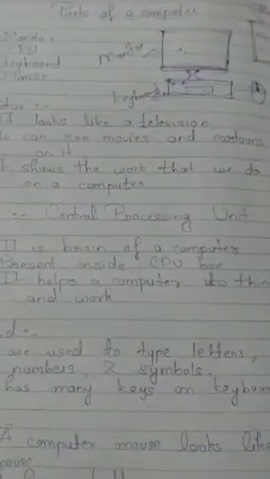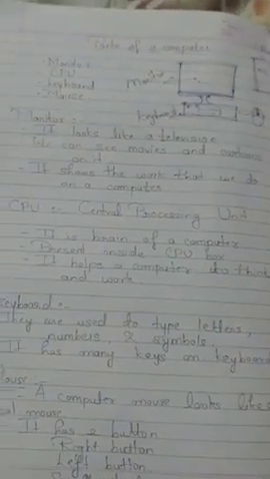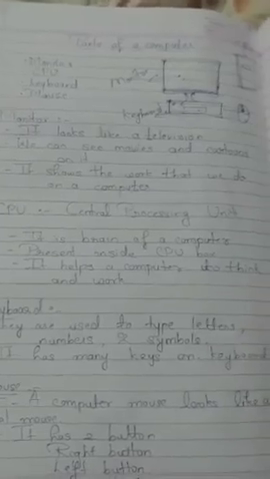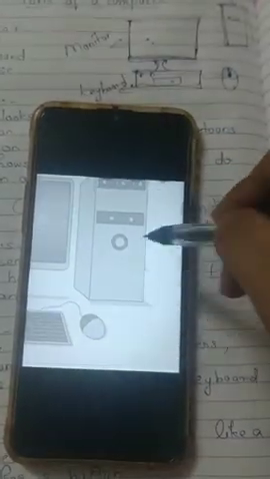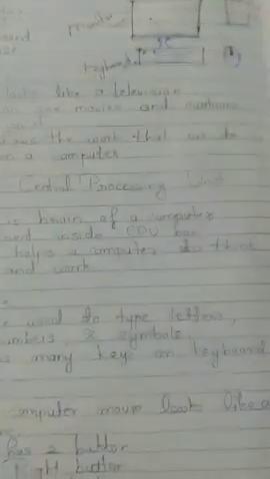It helps a computer to think and work. We also have a brain. What do you do? You think and write. Yes or no? The computer too has a brain. What is this one? The CPU, which is known as the brain of a computer. Okay.